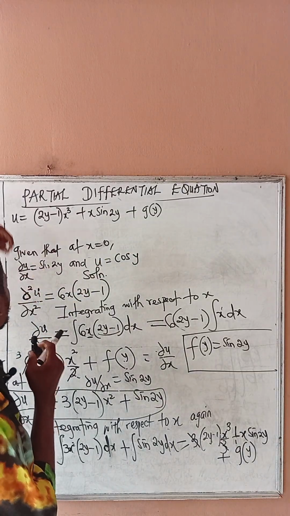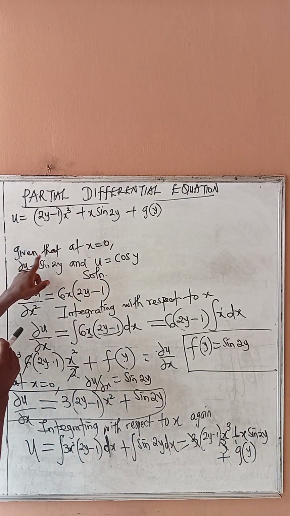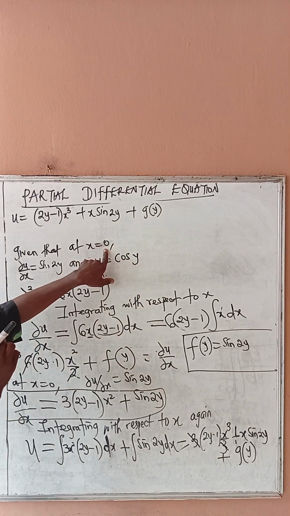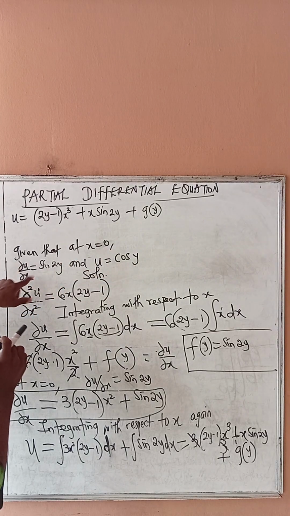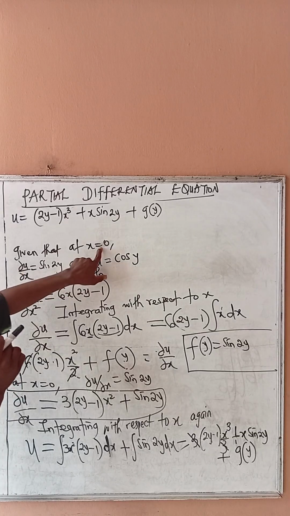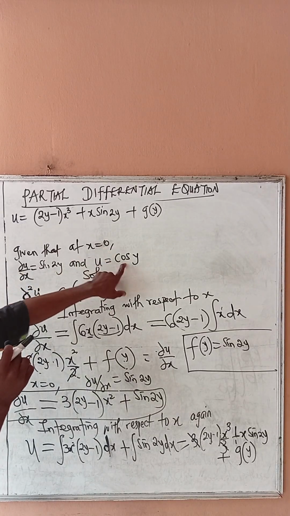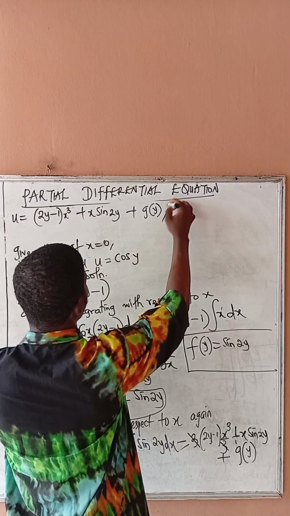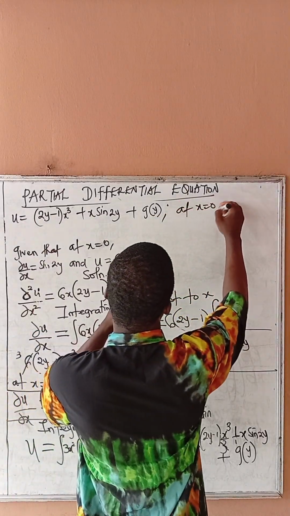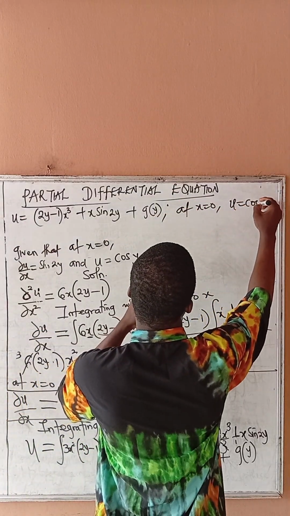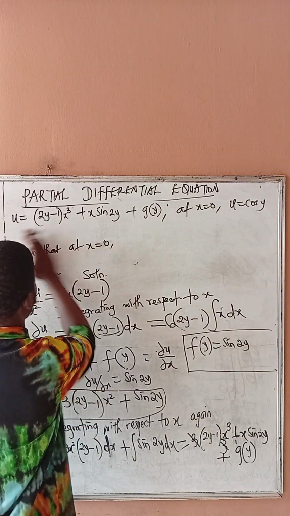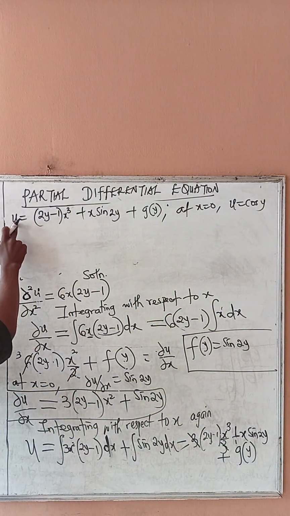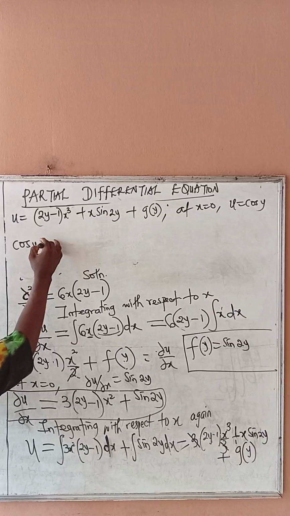Now, the boundary condition that was given to us says that at x equal to 0, partial u partial x is sine 2y. We have used this one before. So at the same x equal to 0, u is cos y. So what this means is that at x equal to 0, u equals cos y. So look at it, U is cos y, place cos y here.